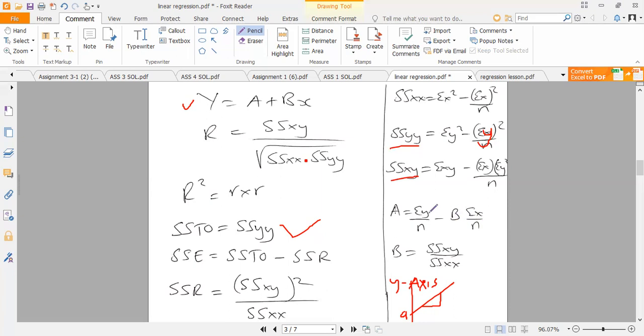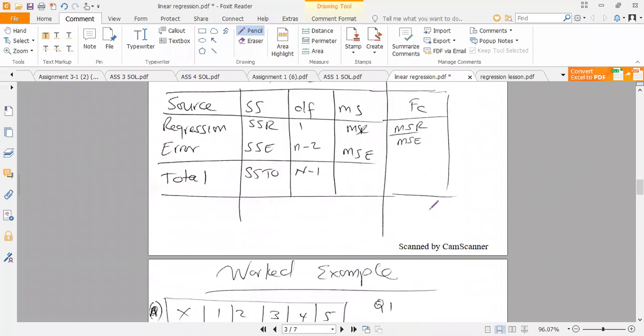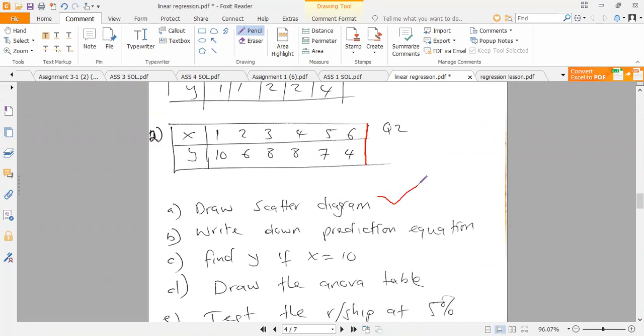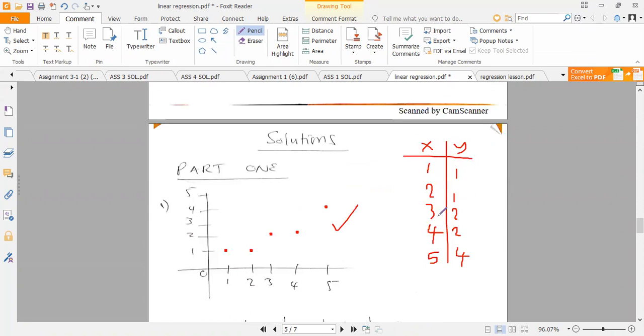So now we go to this example here. We have been asked to draw the scatter diagram, to write down the prediction equation, to ascertain y when x is 10, and to draw an ANOVA table and test the relationship at 5%. So now we have these values here, x, y. So 1, 1 is here, 2, 1 is here, and 3, 2, and 4, 2, and finally 5, 4.